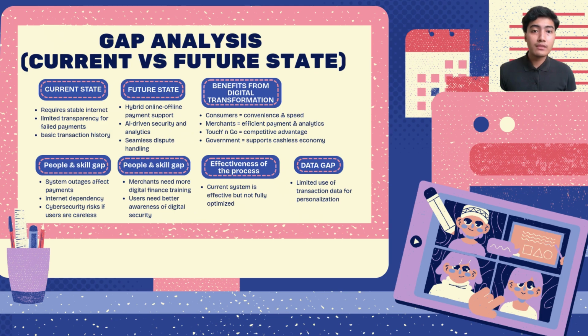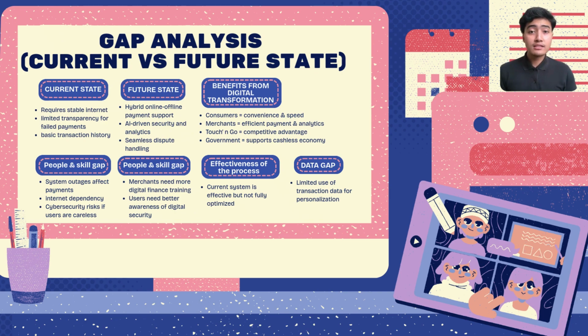Regarding work process effectiveness, the Touch 'n Go system is effective because it enables fast and convenient digital payments. However, it's not fully optimized, especially during system outages or network disruptions. Improving system stability and support services can help increase overall efficiency.